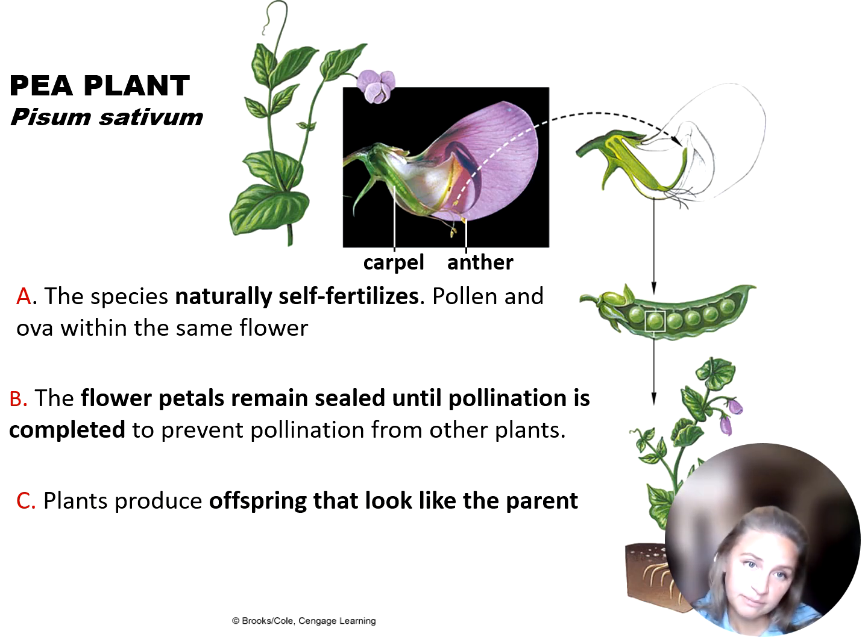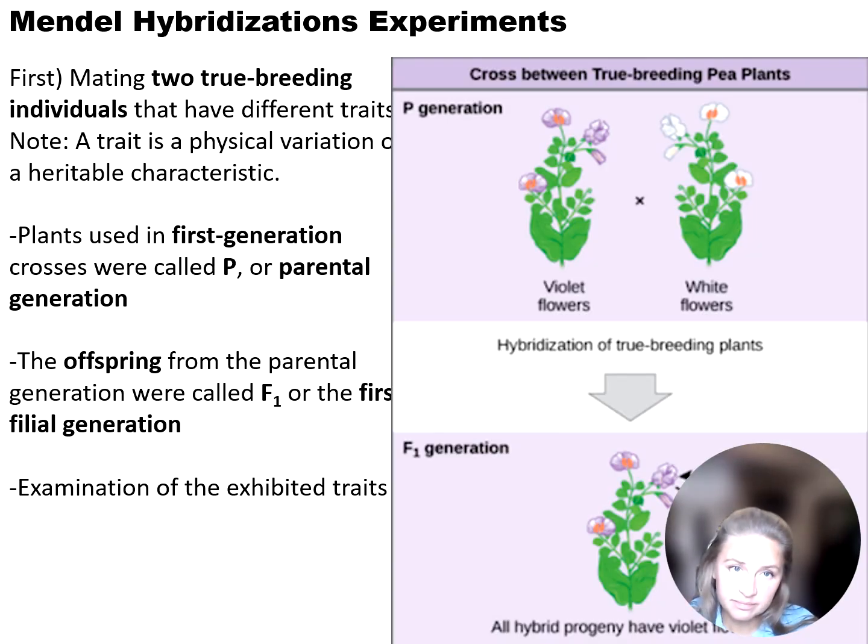So this species of pea plant that Mendel was using naturally self-fertilizes pollen and the ova of the same flower. So this flower has pollen and ova within the same flower, and the flower petals remain sealed until pollination is complete to prevent pollination from other plants. So plants produce offspring that often look like the parent plant. So first he saw mating two true breeding individuals so that they have different traits.